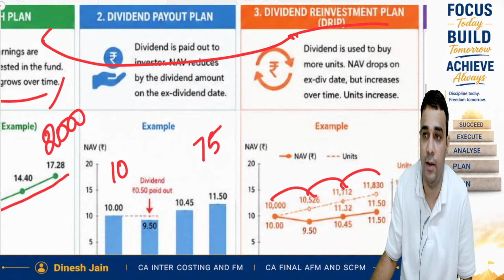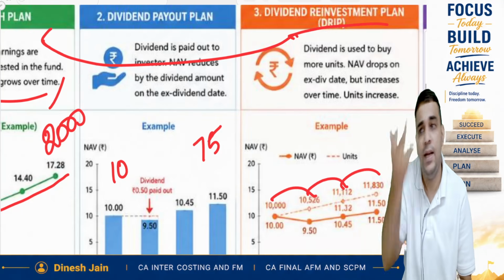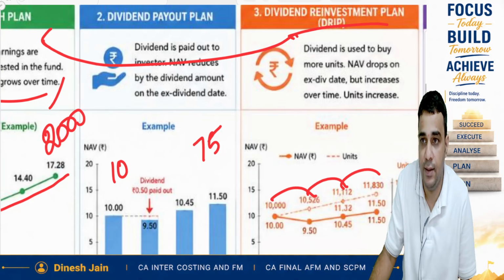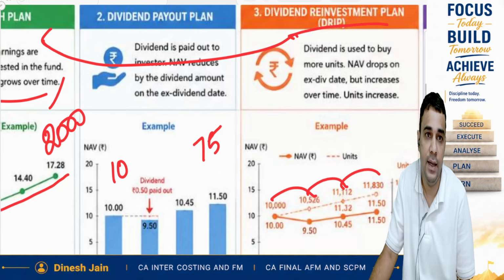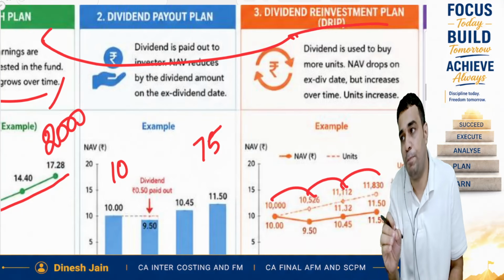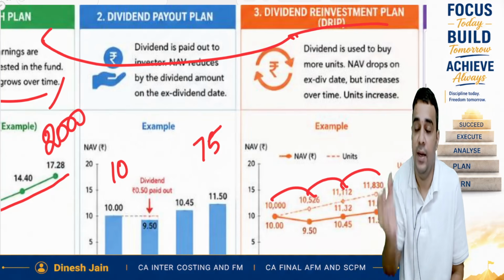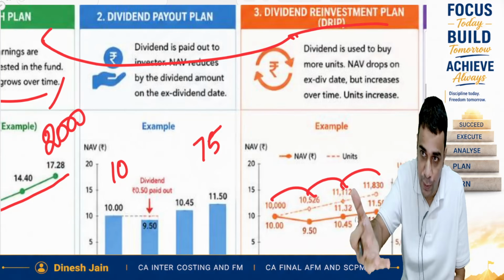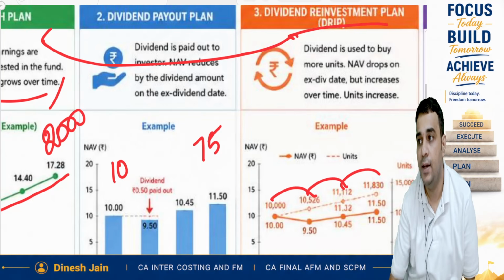Why like a growth plan? In growth, you don't get any money. Reinvestment also, you don't get any money. In growth plan, you get 100 units into a higher NAV. In reinvestment, you get 500 units into a lower NAV.